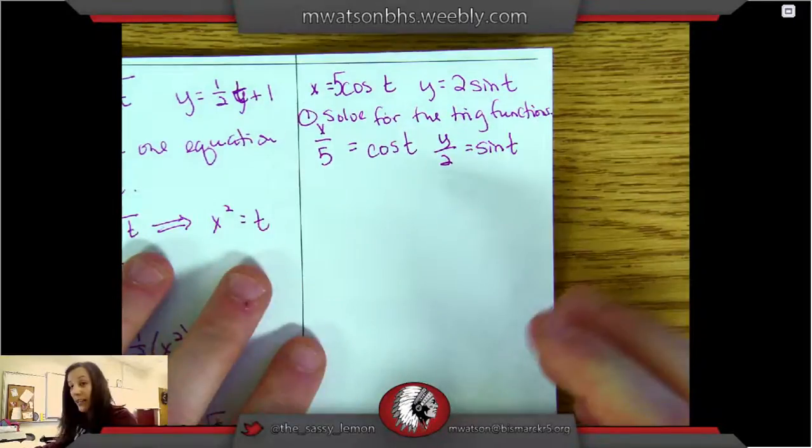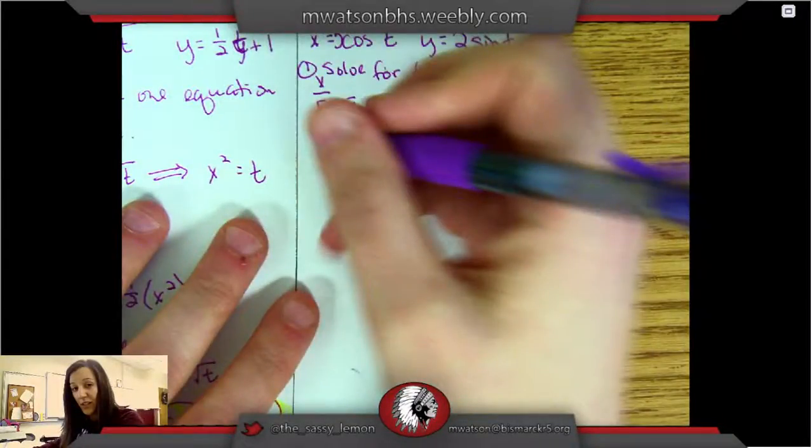Now what we're going to do is even weirder, because we can't do any substitution into one another. We're actually going to square both equations and create a Pythagorean identity. Okay, so here's how we do it.